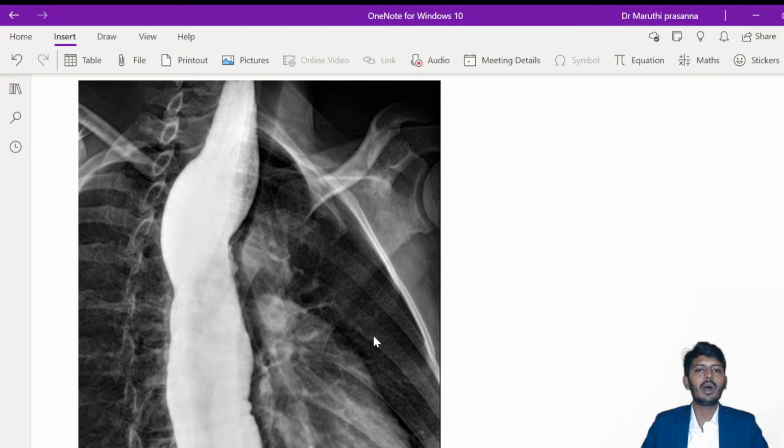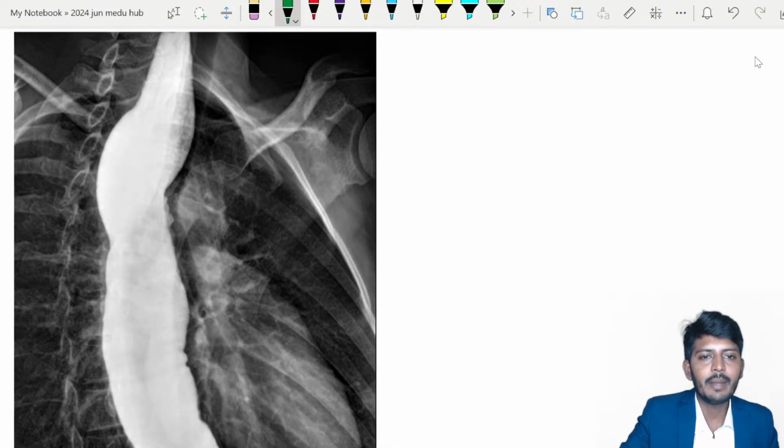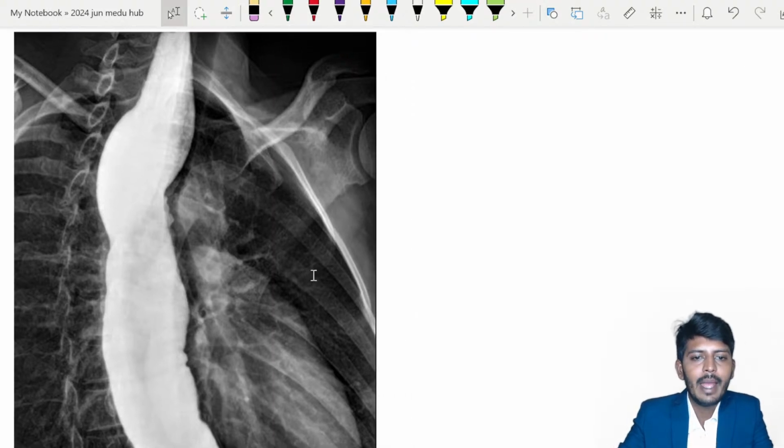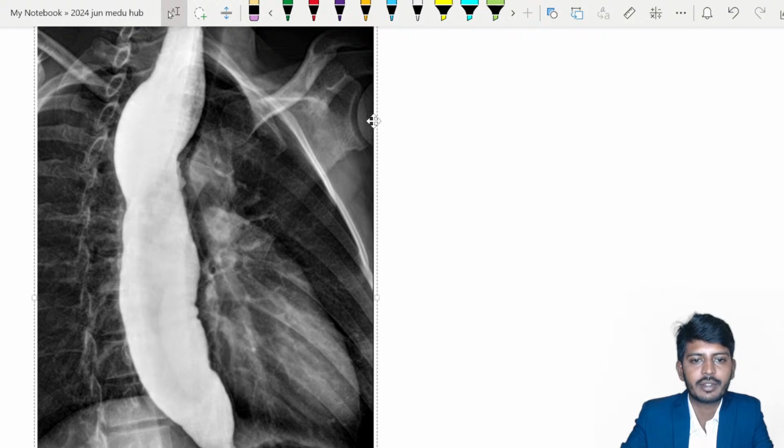Barium swallow is done for what? I told you people, for the esophagus. For which organ? Esophagus. So we have some barium swallow images. Let's look at them and understand the diseases. Not just the barium swallow, but I also have other images which I want to discuss with you people.